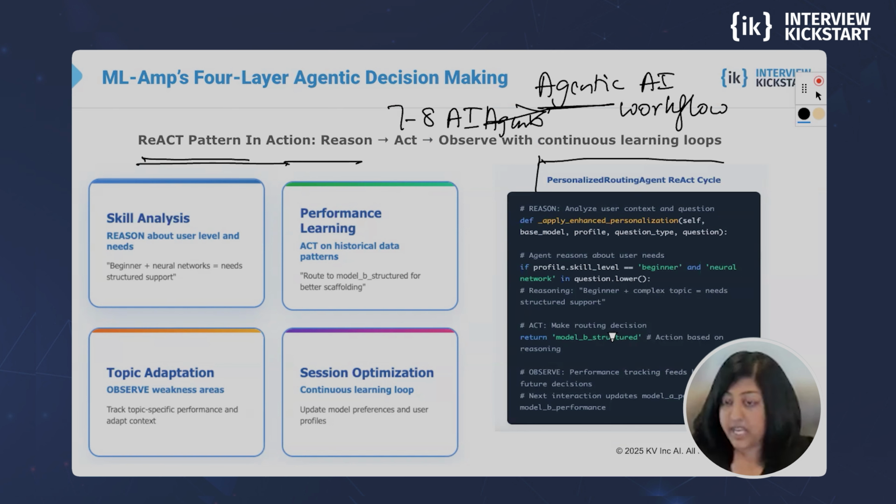This personalized routing agent is observing what my skill level is. It's reasoning through my skill level and the topic that I'm looking at building my skill set in. And then it acts by making the routing decision.